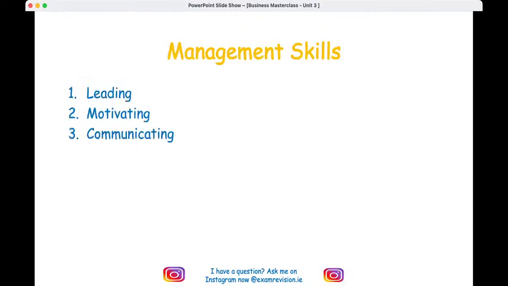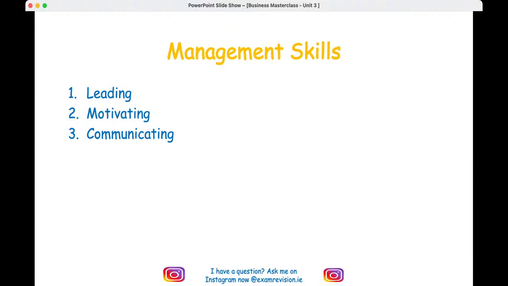Management skills. Okay, so there's 3 management skills, and if the question asks you to explain management skills or different types of management skills, you need to talk about these. You need to talk about leading, motivating, and communicating. There's no other management skills that you should mention, because these are the 3 that are on the specification or on the syllabus, and these are the 3 that will be accepted on the marking scheme.